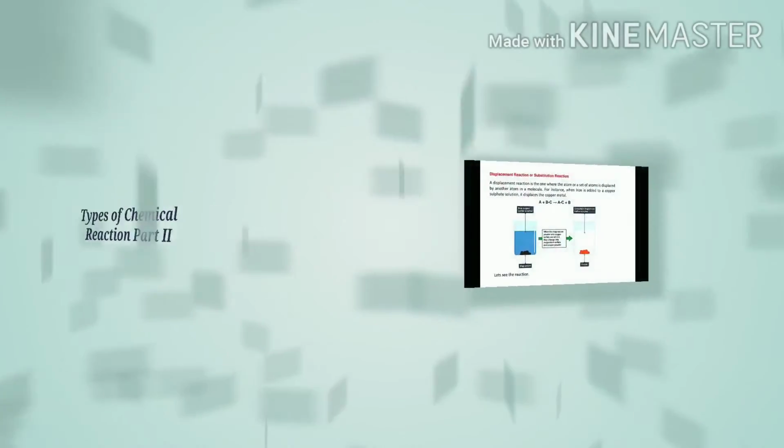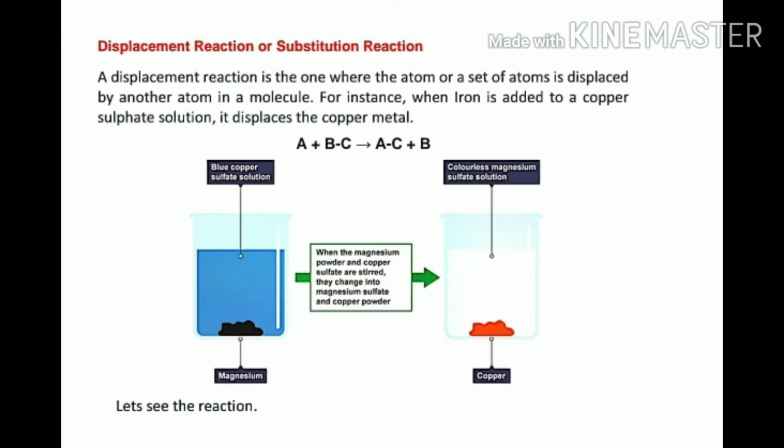In the previous classes, we have discussed the two types of chemical reaction, that is combination reaction and the decomposition reaction. So today we are going to discuss the rest three types of chemical reaction, that is displacement reaction, double displacement reaction and the redox reaction. So let's start with the displacement reaction, which is also known as the substitution reaction.